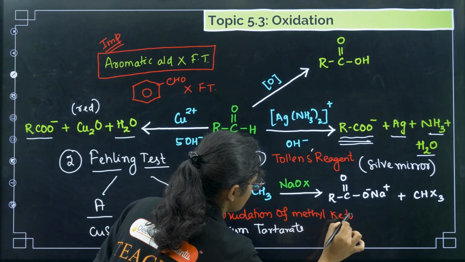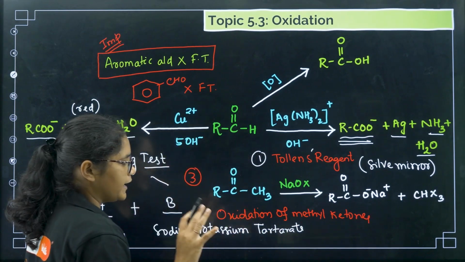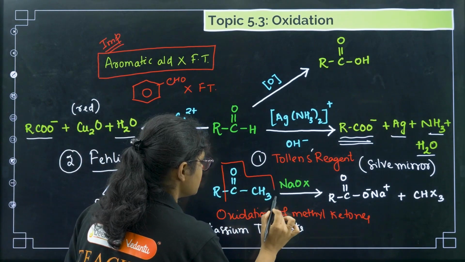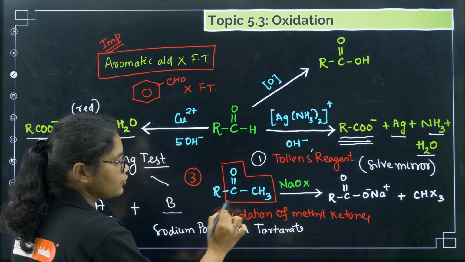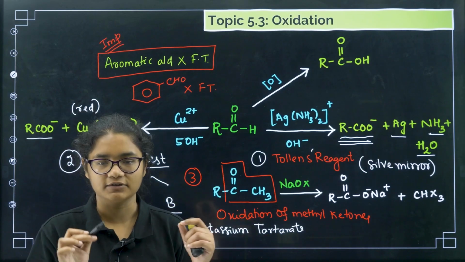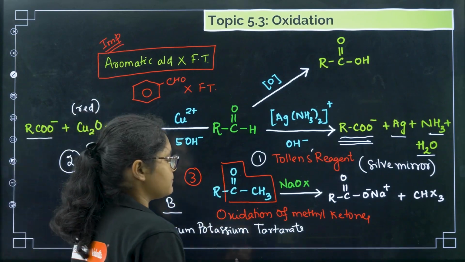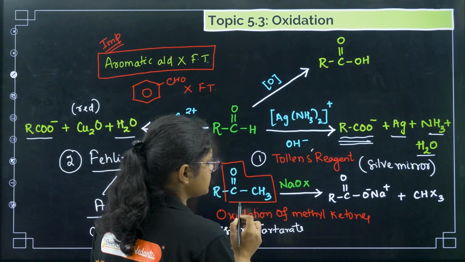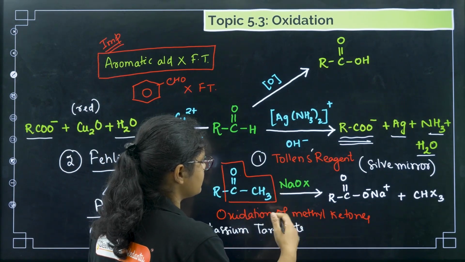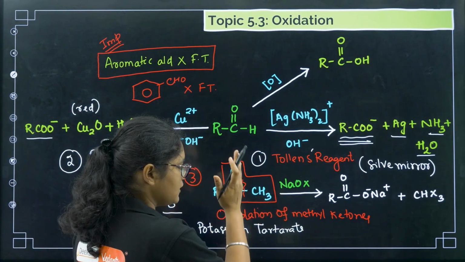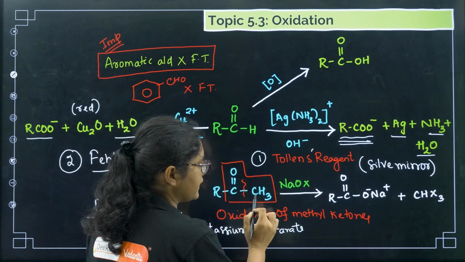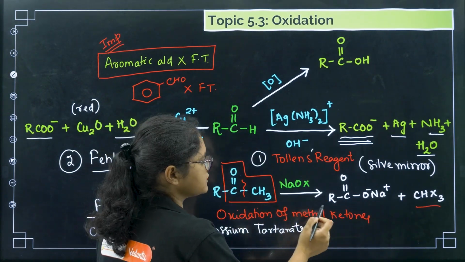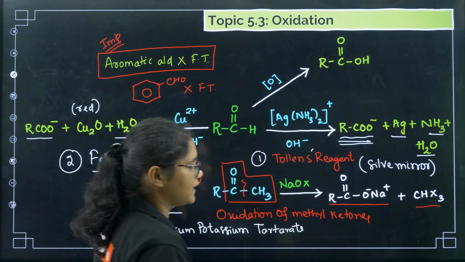Third one. Now any aldehyde or ketone which has the COCH3 group will show this reaction. In this, you take NaOX. After this, this group converts to acid. The compound breaks here and we get CHX3, and this part gets oxidized to give you RCOO⁻ Na⁺.